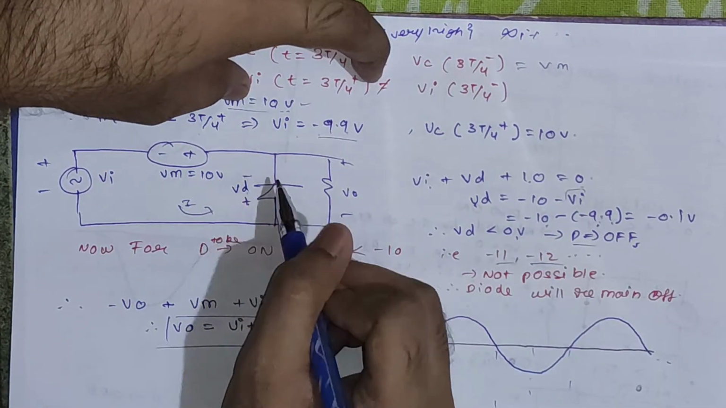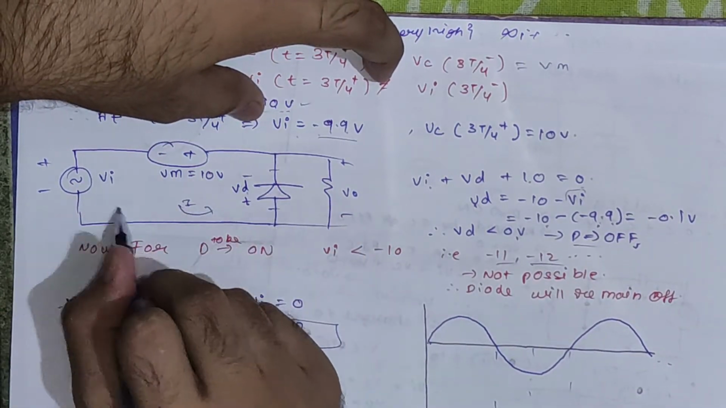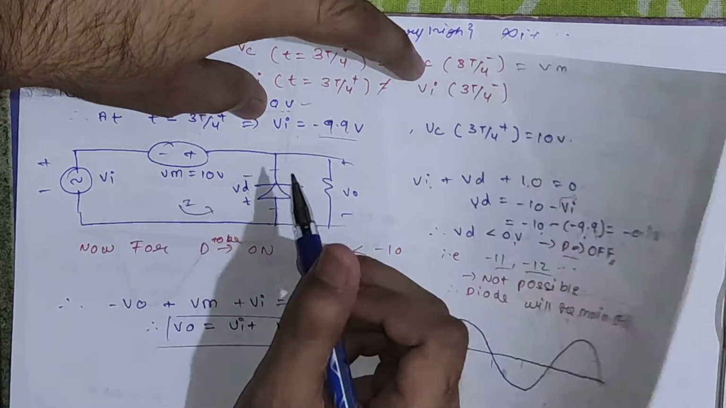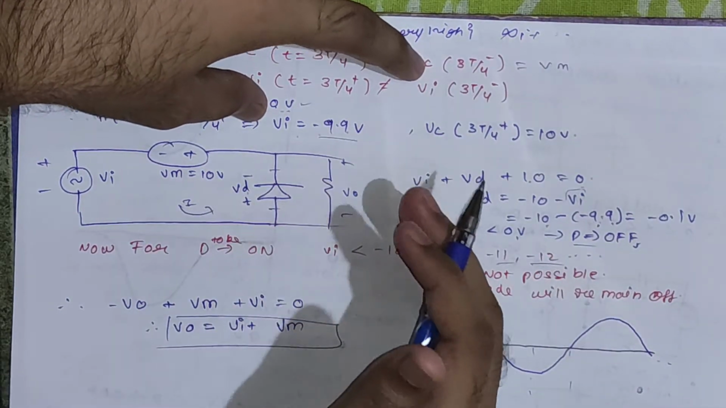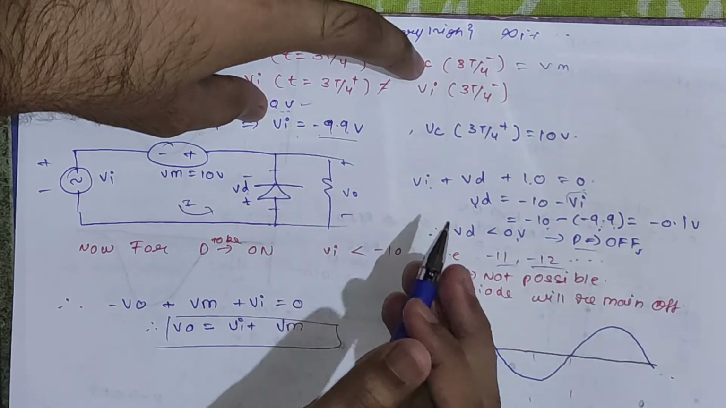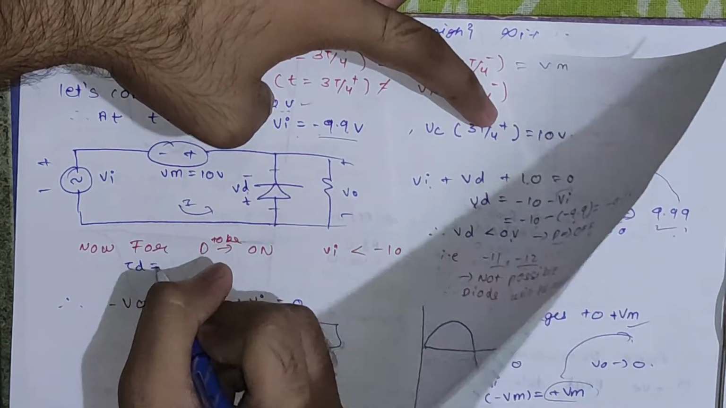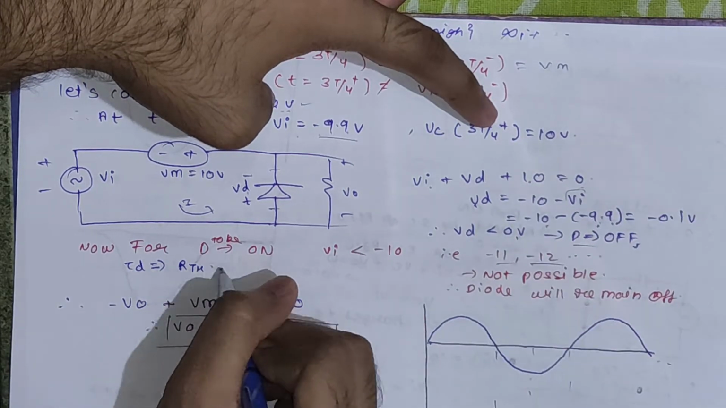Now we know this diode is disconnected from the circuit and we have only this circuit. From this circuit, if the capacitor wants to discharge, it has to discharge through RL only. So if we calculate our discharging time constant, tau d, it is nothing but RTH into C.